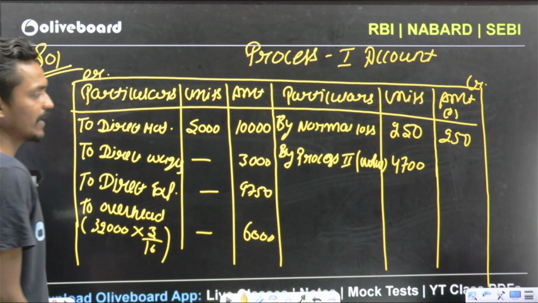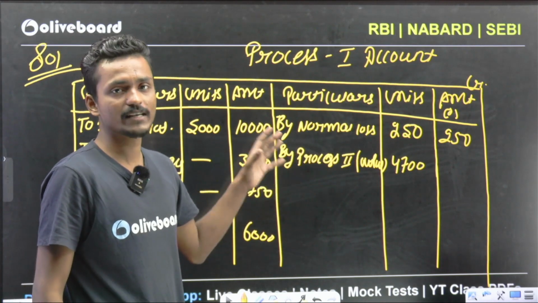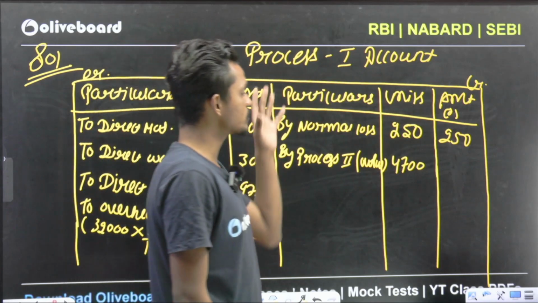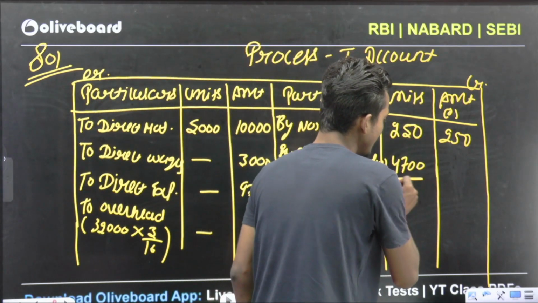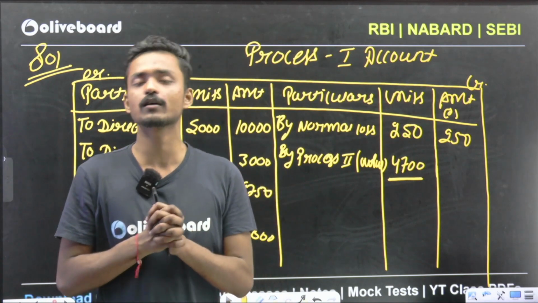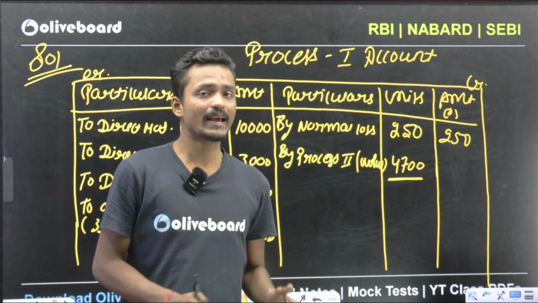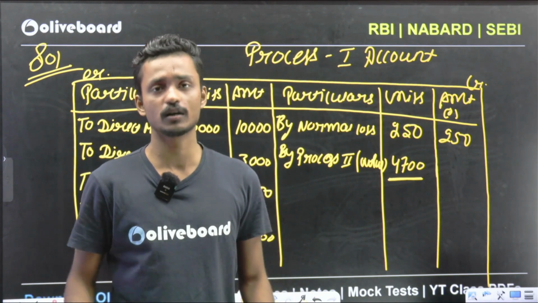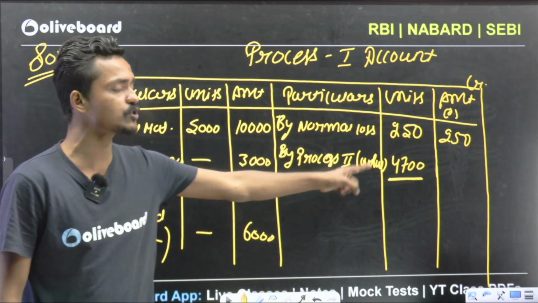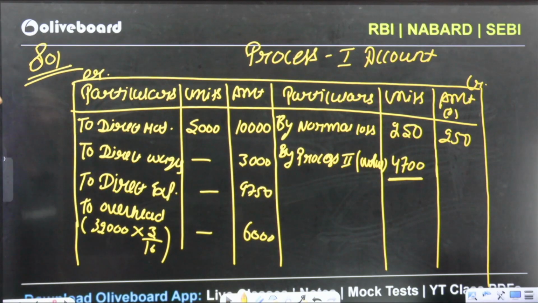Now the question arises, how will we value this particular output of process 1? As per Accounting Standard 2, we have to value it at the cost per unit or net realizable value, whichever is lower. Do we have a net realizable value in the question? No, sir. That's why we have to value these 4,700 units at the cost per unit. So let's calculate the cost per unit.